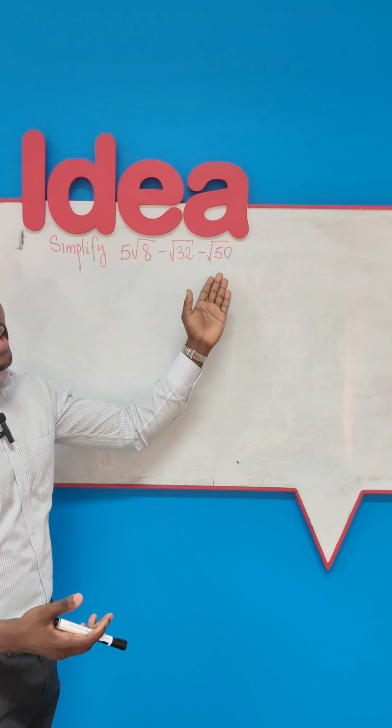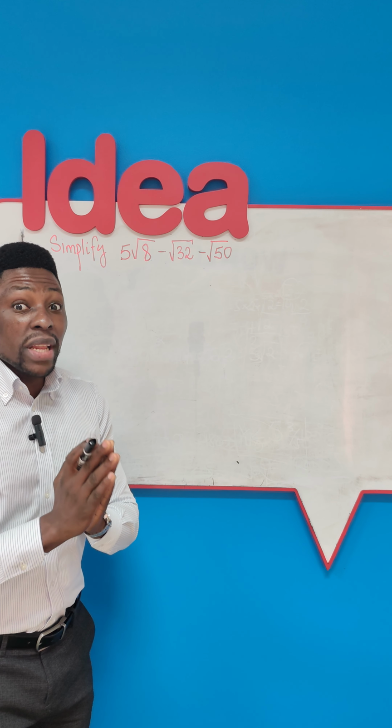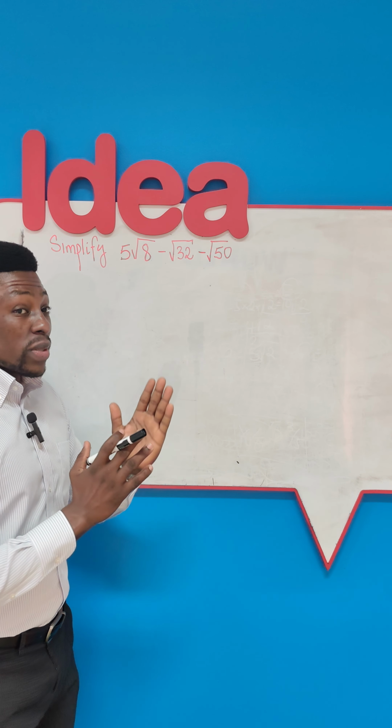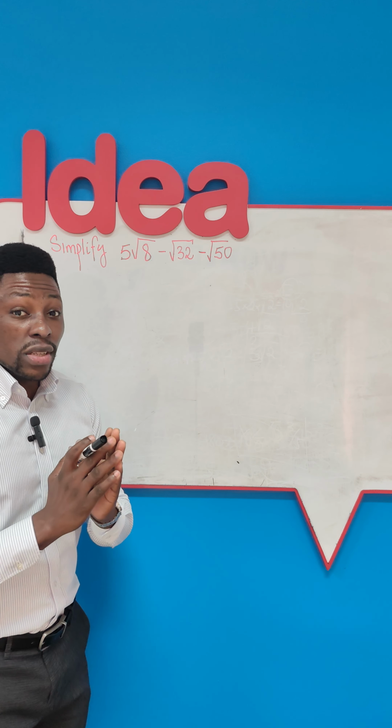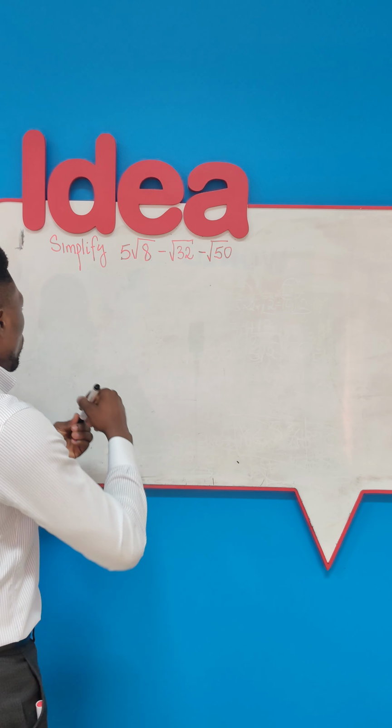Before everything else, dear friends, may I remind you that in terms of sets, there's no way we can add or subtract dissimilar sets. In order to add or subtract sets, they have to be similar. Now, what are similar sets? Similar sets are sets which have the same irrational components. Alright, follow me, dear friends.